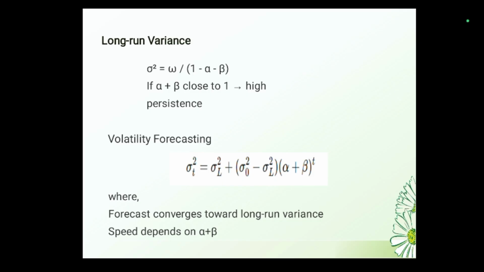So the key concept here is long run variance. The long run variance formula is sigma square is equal to W divided by 1 minus alpha minus beta. This tells us where the volatility settles over the long haul. A critical tip for analysis. If the sum of alpha plus beta is very close to 1, the market has high persistence. This means if a shock hits today, the ripple will be felt for a very long time before returning to the average.